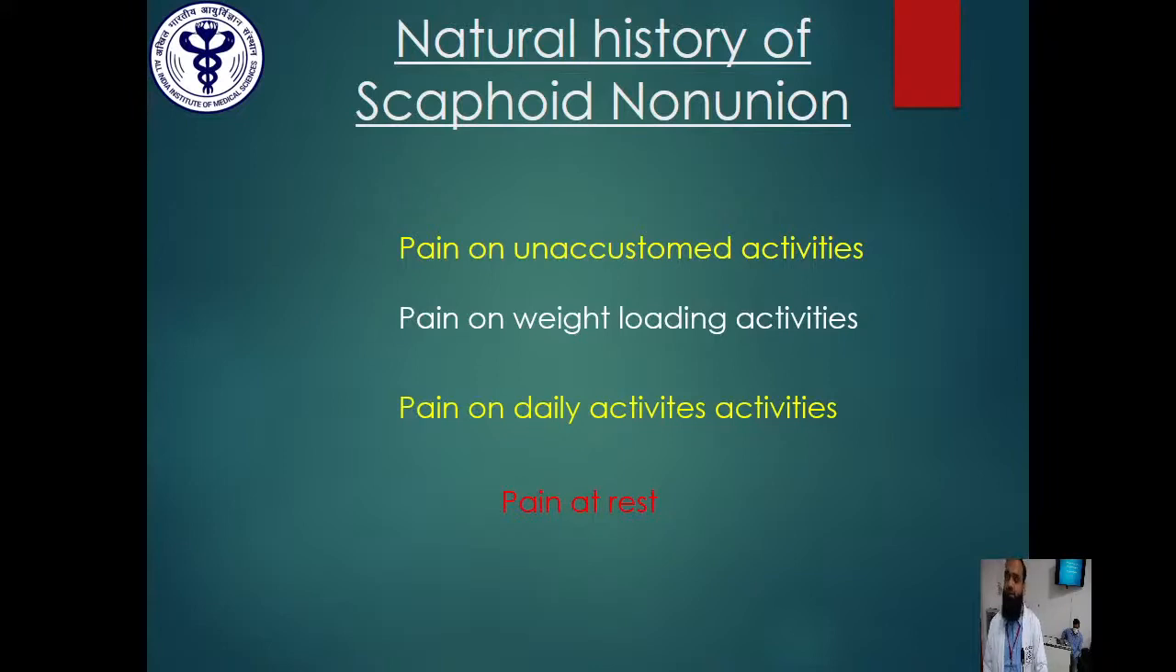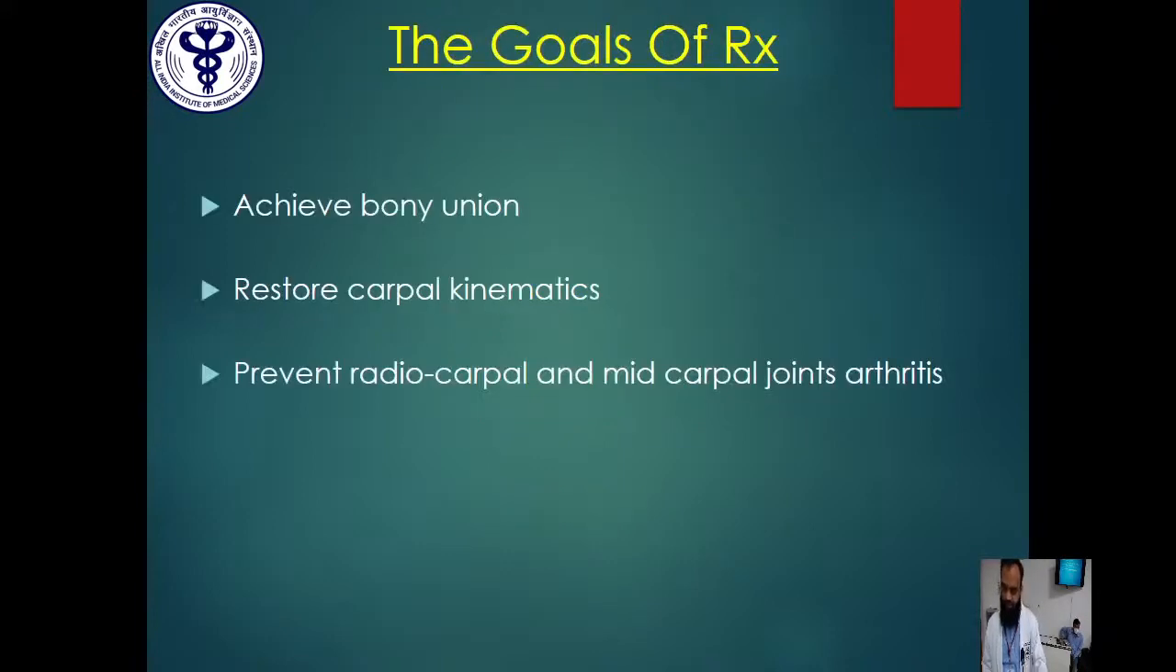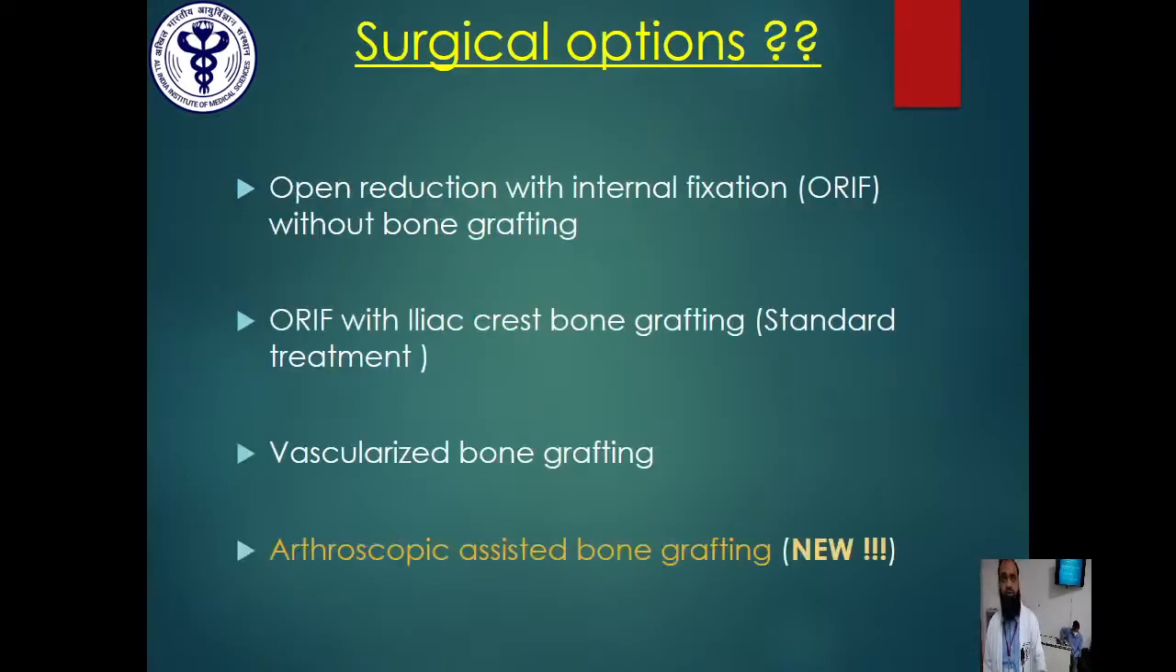In this case, the patient came to us after 1 year, so it's too late. But still, the goal is to achieve bony union, to restore the carpal kinematics, and to prevent radiocarpal and midcarpal arthritis. So what are the surgical options here? The first is open reduction and fixation without any bone grafting. We just apply a screw and leave it there, and apply a cast for 6 months or so.